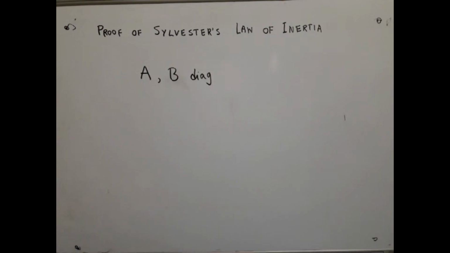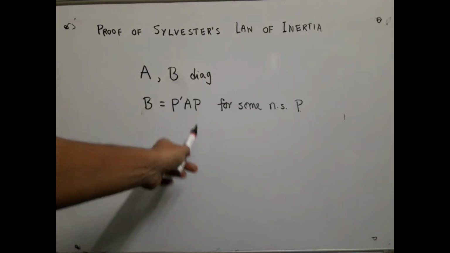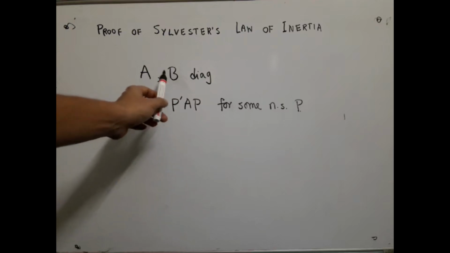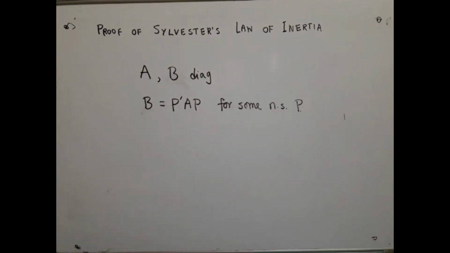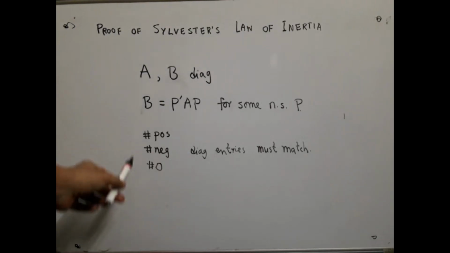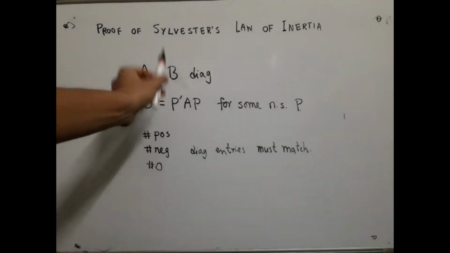We started with two diagonal matrices A and B of the same size that were congruent to each other, that is, B equal to P transpose A P for some non-singular P. Then the number of positive entries of A must match the number of positive entries of B. Similarly, the number of negative entries and the number of zero diagonal entries must also be the same for A and B.